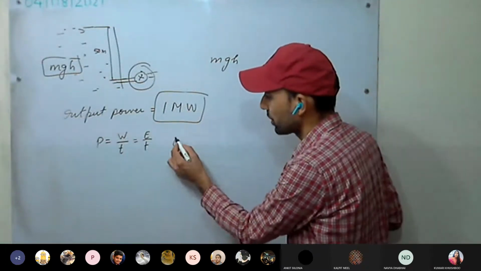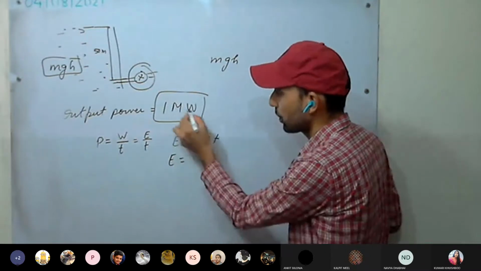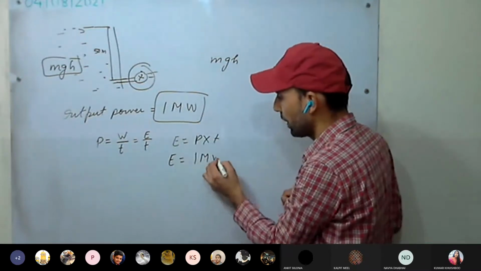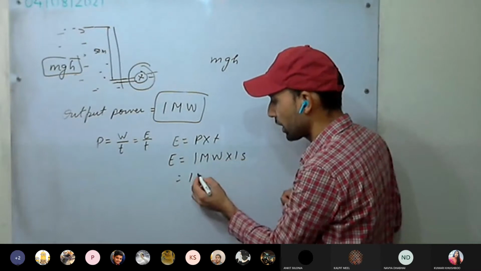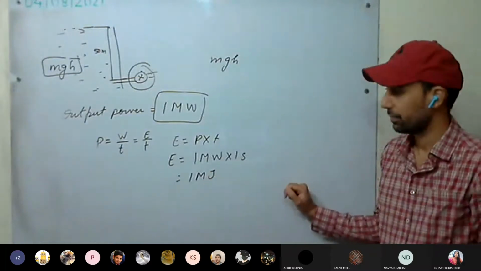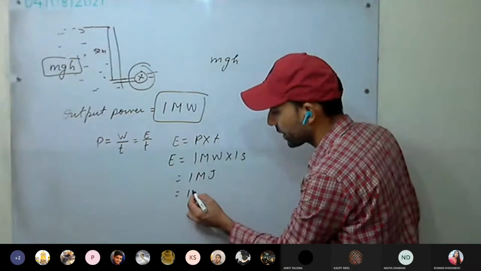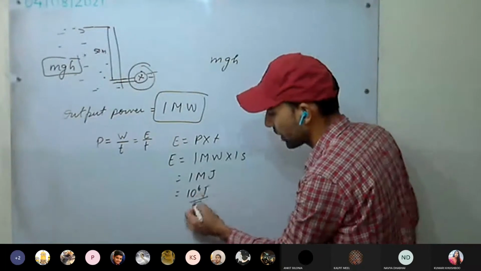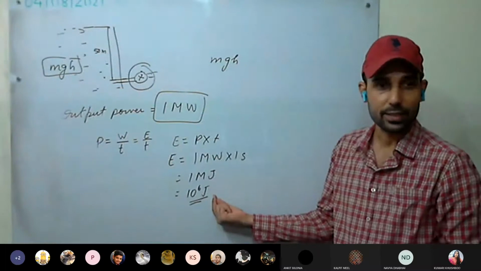So energy will be how much? Power into time. Energy equals power, which is 1 megawatt, into 1 second. This will give us 1 megajoule, or we can write 10 raised to power 6 joule. This much energy. This is clear.